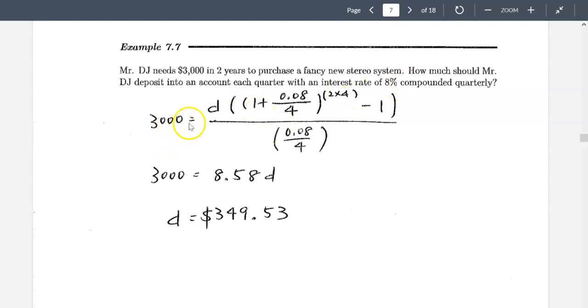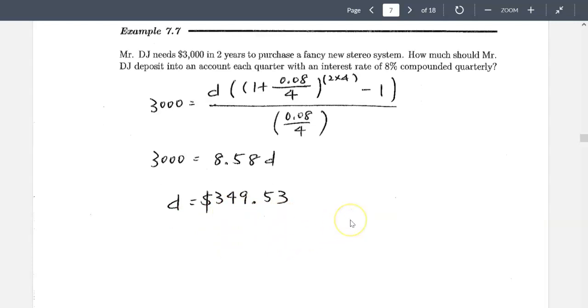All right, let's take a look. The A, the final amount, is $3,000. We need to find out how much you need to put in 4 times a year, in other words every 3 months. 1 plus your R rate, 0.08, divided by 4 because it's quarterly, and then 2 times 4, minus 1. That's the same thing as this number on top. When you're done with this, with a little bit of algebra, divide by 8.58, and you get that he needs to deposit $349.53 quarterly, in other words, every 3 months.